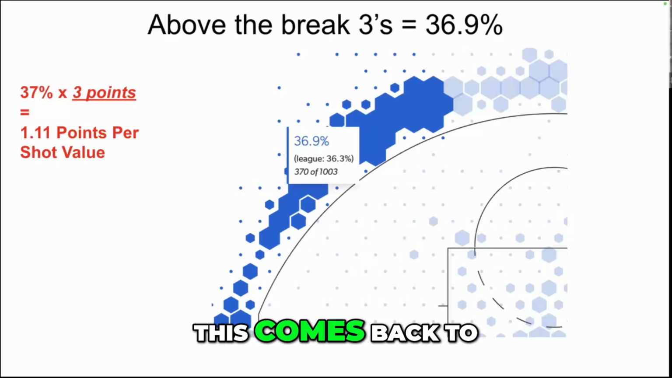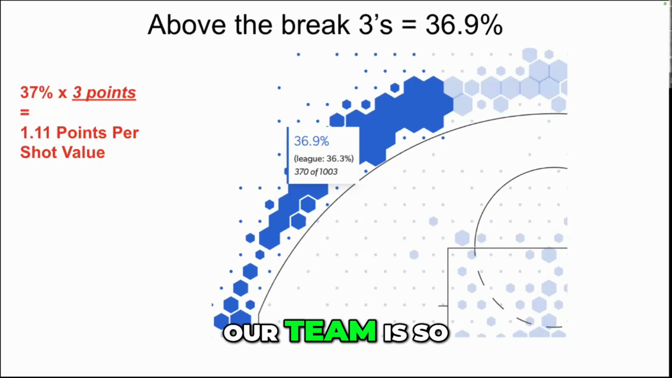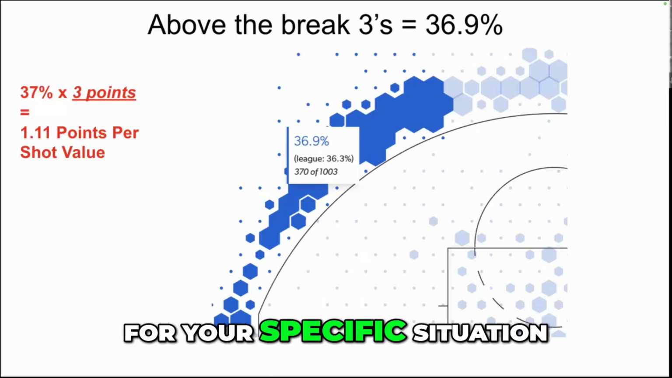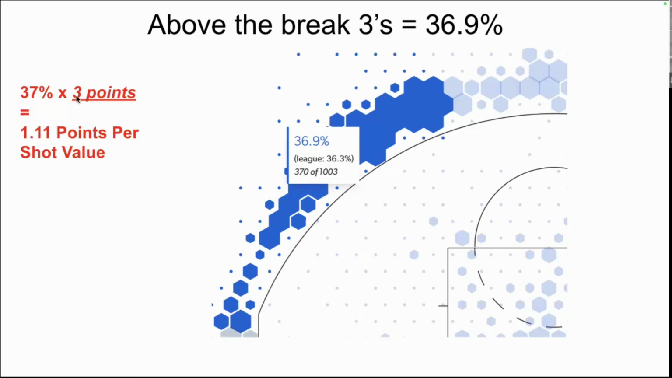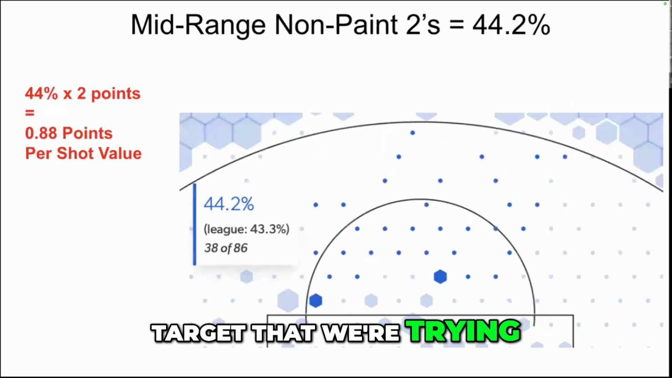And again, this comes back to comparing to what our baseline is as a team because maybe we're a 25% shooter, but the rest of our team is so poor at scoring that maybe that guy is still a green light for your specific situation, right? But what we look at here is 37% at 3 points is 1.1 points per shot value. So again, still above our 1.0 target that we're trying to hit.